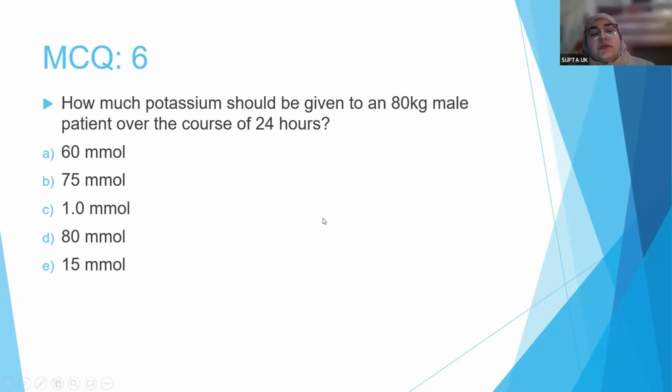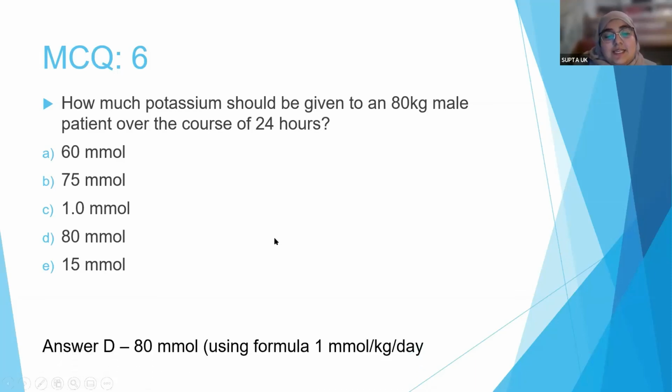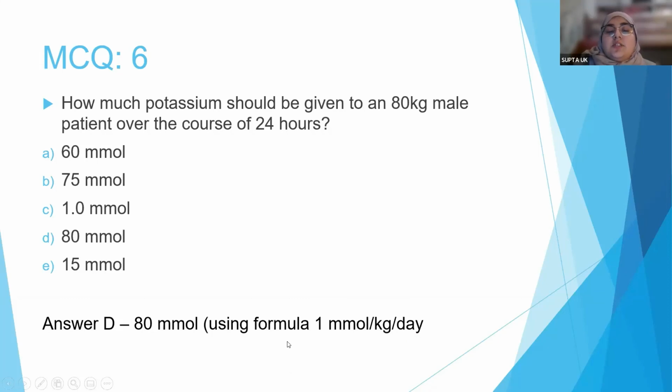I'll wait a couple more seconds. So general consensus is D, and yes, that's the answer. So you're using the formula 4 millimole per kilogram per day. Okay. I think we'll end it here. There are more MCQs, so as and when you get the presentations, you can go through those in your own time.